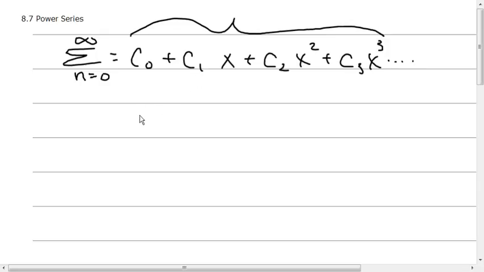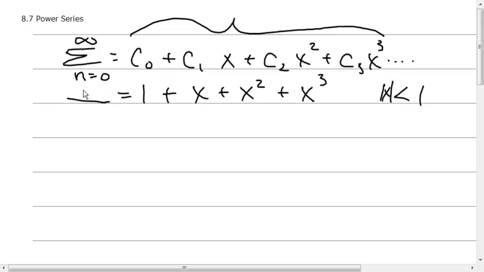Okay, so now let's just take a simple case where all these c's are equal to 1. Then this simply becomes 1 plus x plus x squared plus x cubed, something like that. Well, this looks familiar. We know this is a geometric series, and if the absolute value of x is less than 1, we can calculate this sum as 1 over 1 minus x, right?